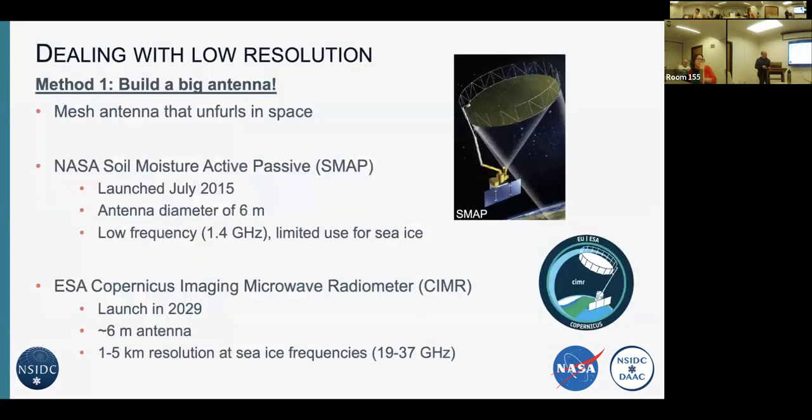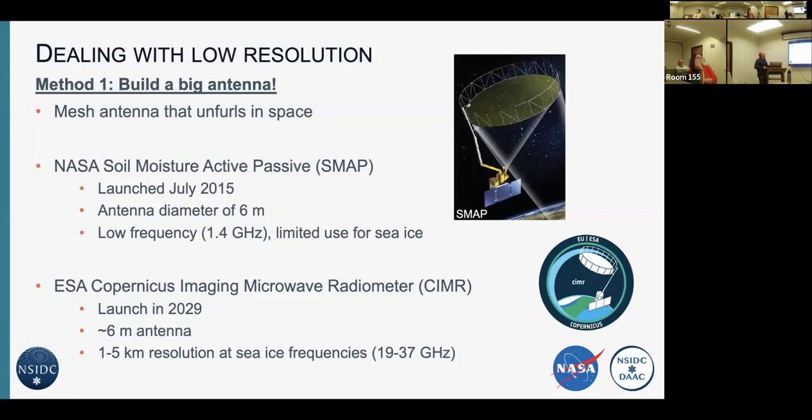So, almost ready to wrap up here. Let's talk about low resolution. This is the real limitation of passive microwave for sea ice and other applications. We can do some things with that.